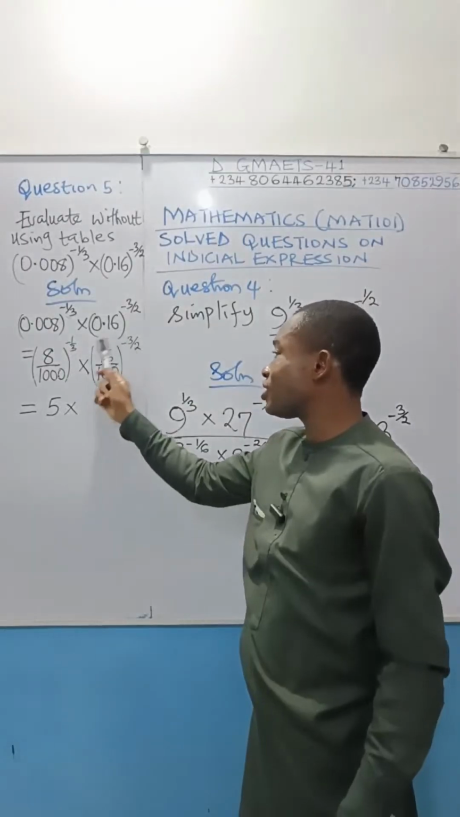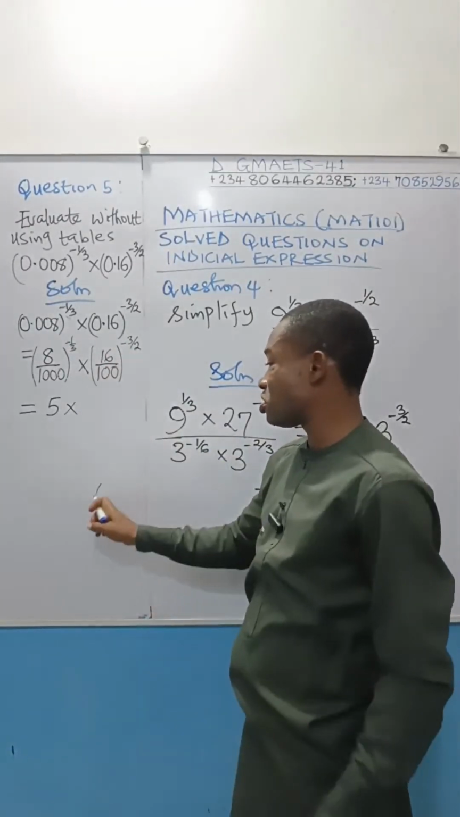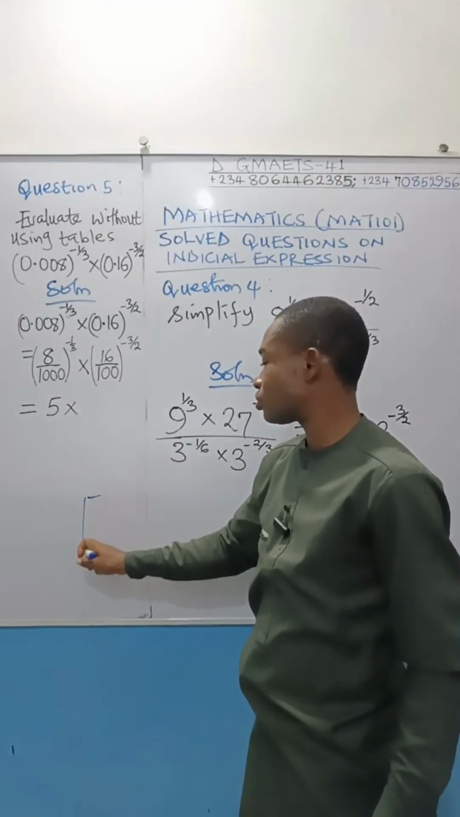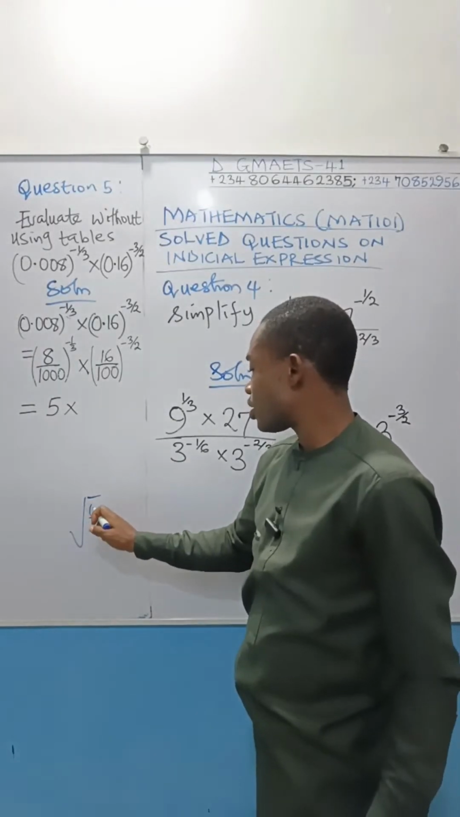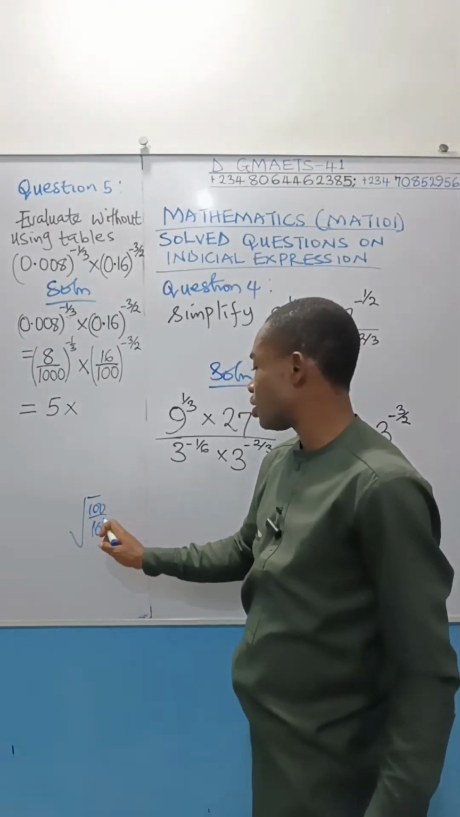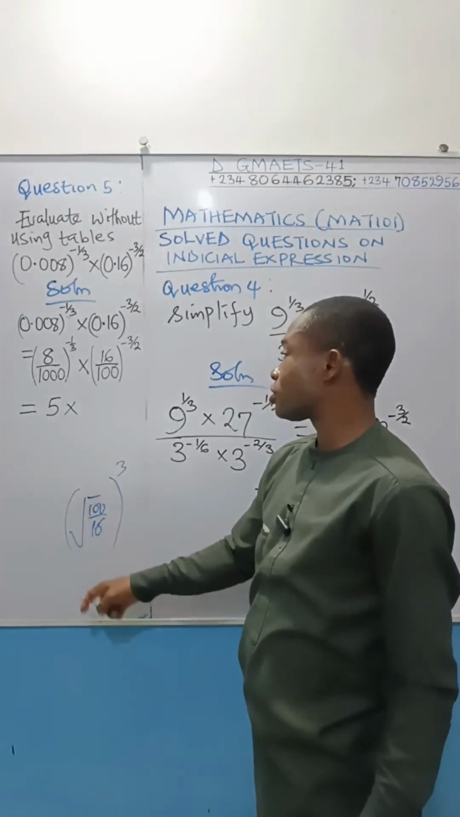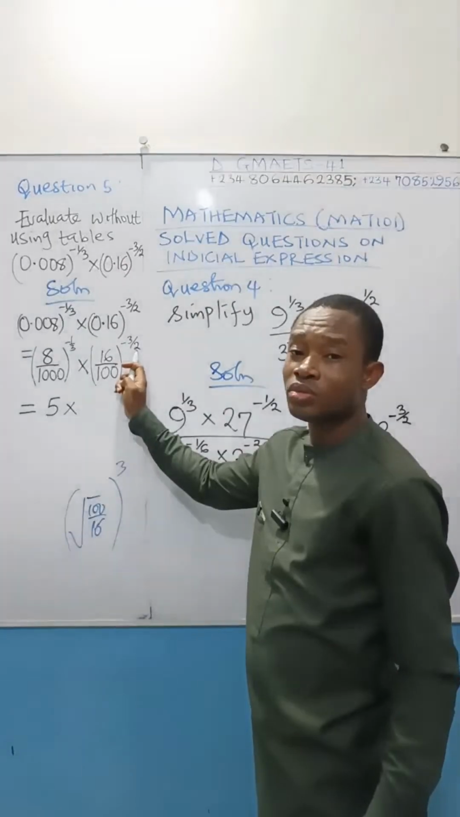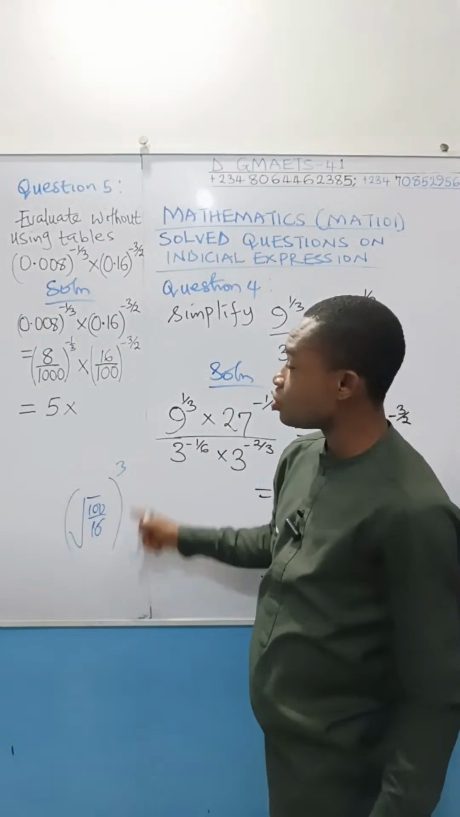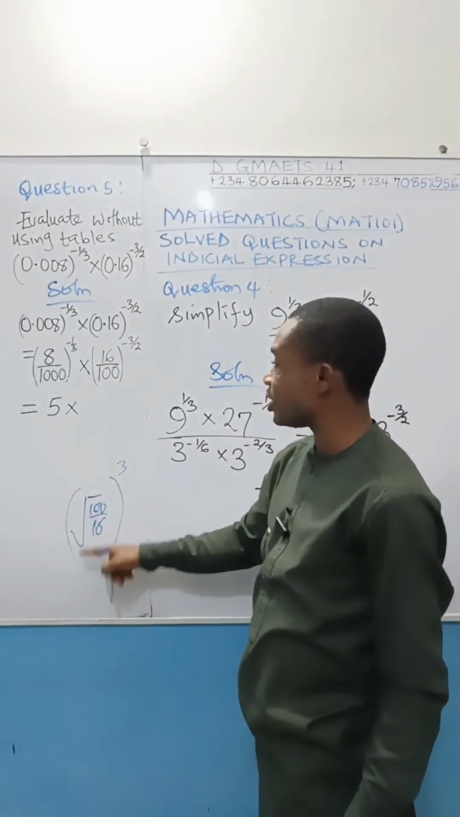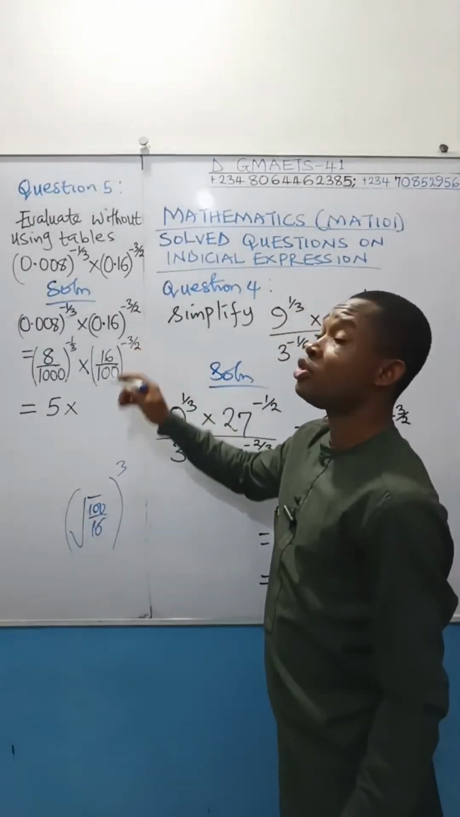Because if you are converting this to root power law, let me just show you. It is the same as the square root of 100 over 16, all of this raised to power 3. The square root is because of this denominator 2. Denominator 2 as power simply means square root. Then once you're done converting to root power law, raise everything to the power of the numerator.